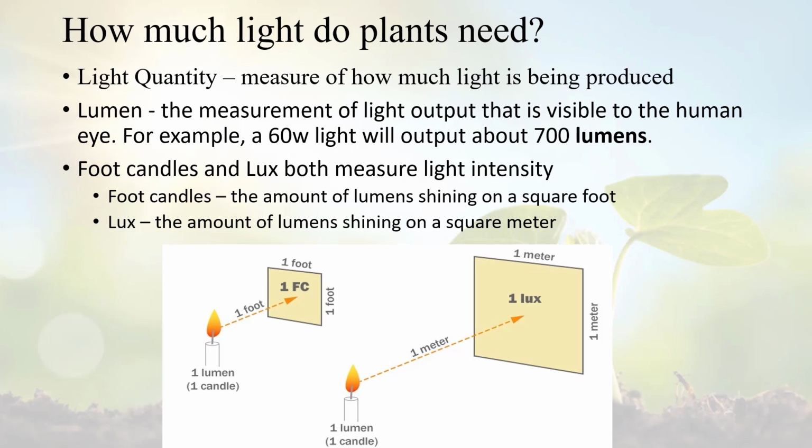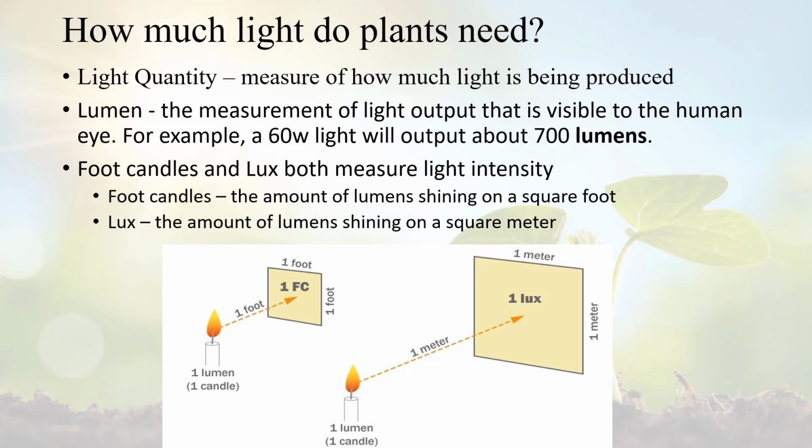So the next question is, how much light do our plants need? And we can refer to this as light quantity, the measure of how much light is produced. So we have different ways of measuring light quantity. Now, originally, we based all that measurement on the lumen. And the lumen is a measure of light output that's visible to the human eye, and it's related to the amount of light that is produced by a single candle. So if you have a single candle, the amount of light that we see produced by that single candle is considered 1 lumen.